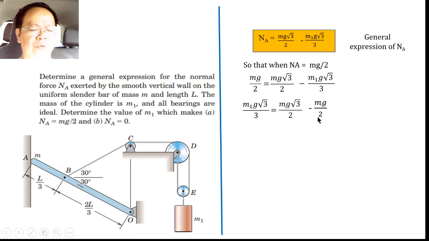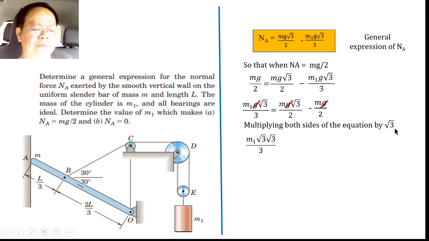over 2. Now you will notice that g will cancel each other. And what will happen now? If we multiply both sides by the square root of 3, what will happen on the left? This becomes m1 times the square root of 3 times the square root of 3 over 3 shall be equal to m, the square root of 3 multiplied by the square root of 3 over 2, minus m, the square root of 3 over 2.